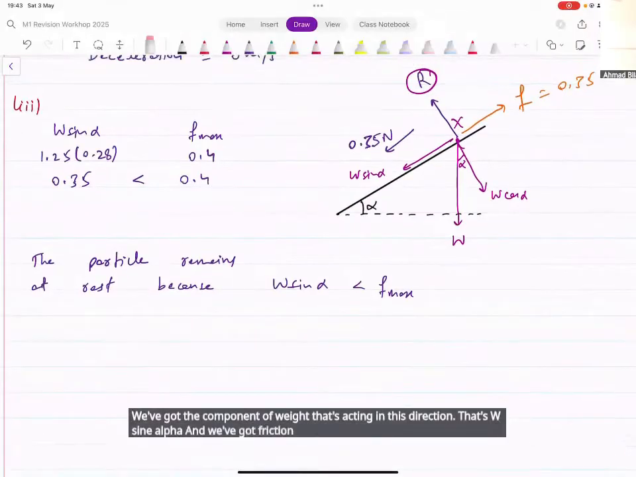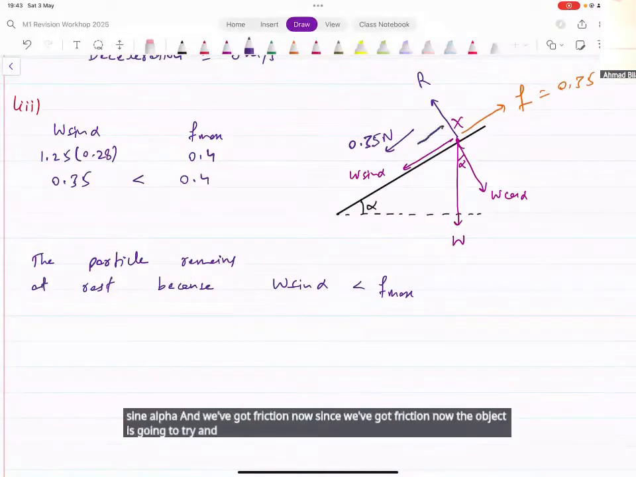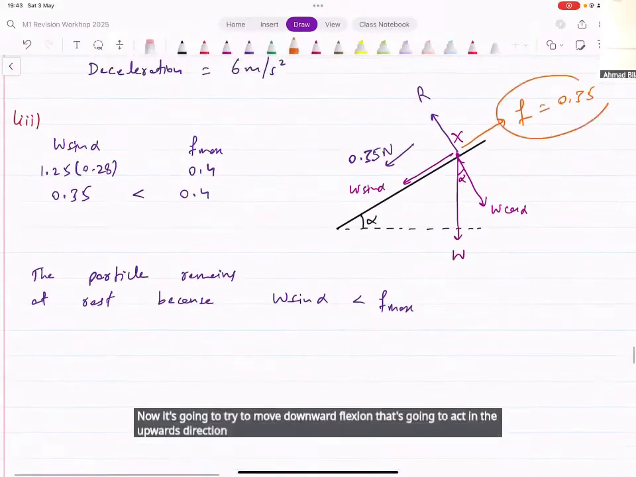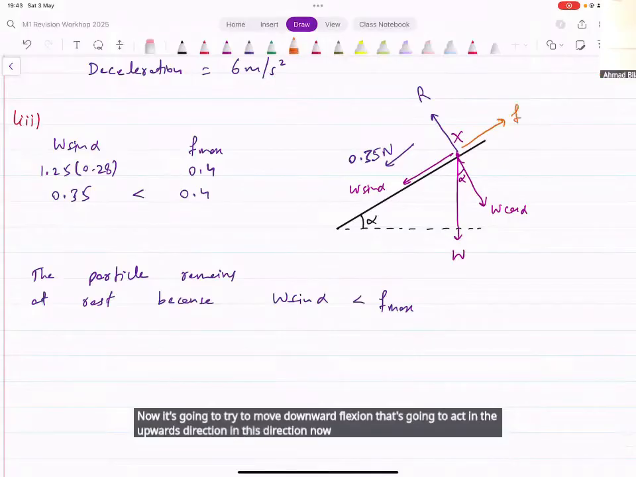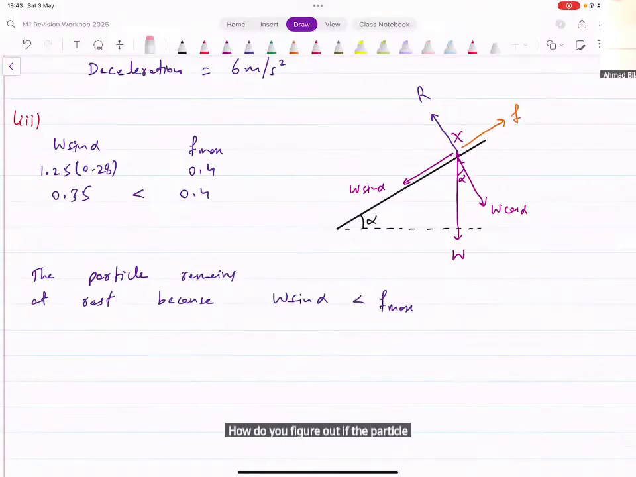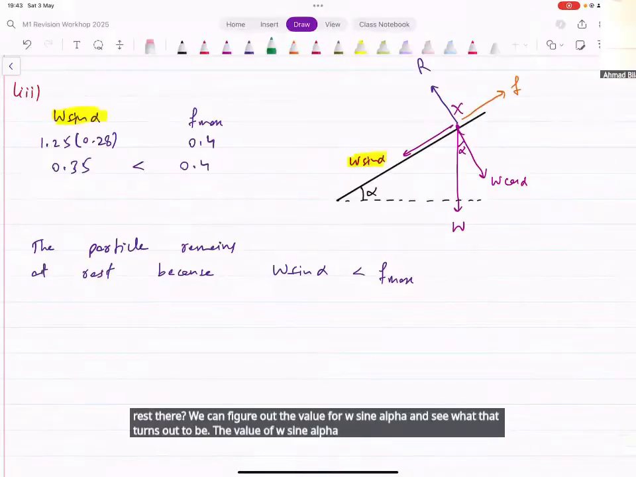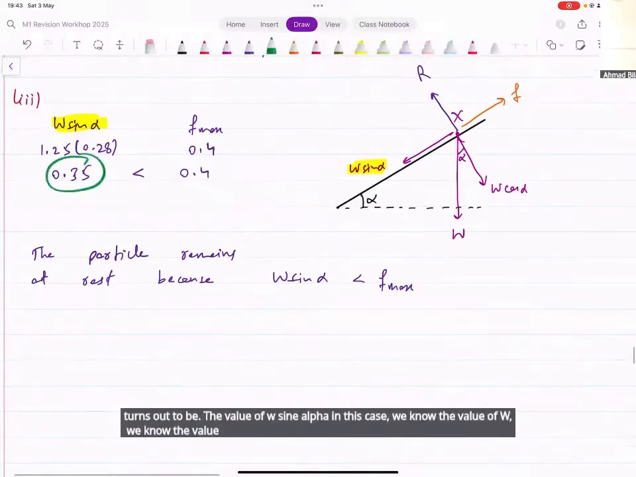Now, since the object is going to try and move in the downward direction when it comes to rest first, friction is going to act in the upwards direction, in this direction. That's the direction of friction that we've got. How do you figure out if the particle is going to move downwards or stay at rest there? We can figure out the value for W sine alpha and see what that turns out to be. We know the value of W, we know the value of sine alpha. That turns out to be 0.35.